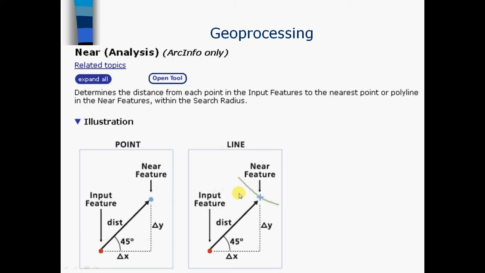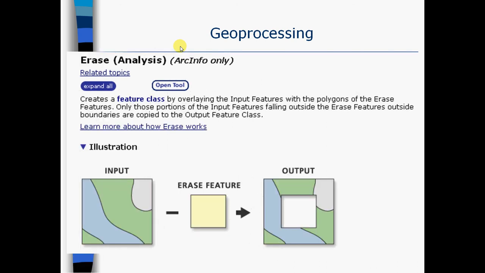Another very similar program is called near, and I will give a demonstration of that, and you will take a crack at using the near function as an exercise. The near function does the same thing I just described. It finds the nearest point in one feature class to every feature in some other feature class, and it can be very useful. I'll show you how that works in the demonstration. Maybe that'll become a little bit clearer.